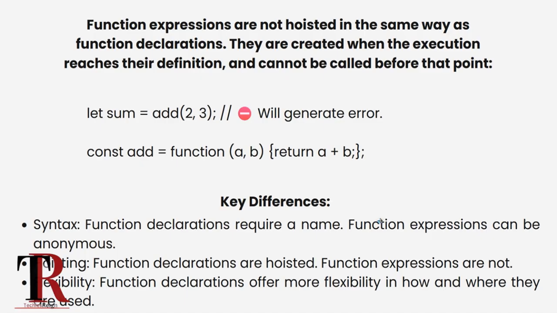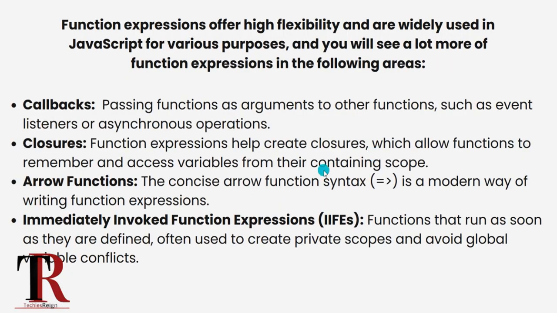Now, the key differences between function and function expression are these. Number one, syntax. Function declarations require a name. Function expressions can be anonymous, which means that a function expression can exist without a name, but a function declaration always requires a name. Hoisting. Function declarations are hoisted. Function expressions are not. I've explained the concept of hoisting. Flexibility. Function declarations offer more flexibility in how and where they are used. Function expressions offer high flexibility and are widely used in JavaScript for various purposes.